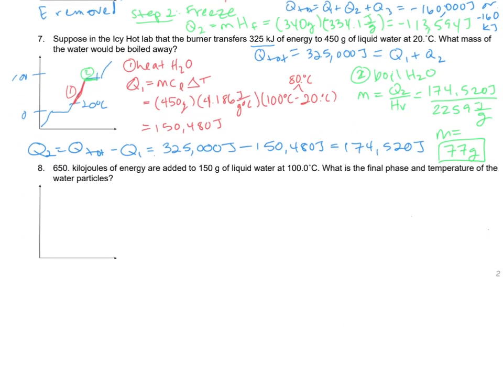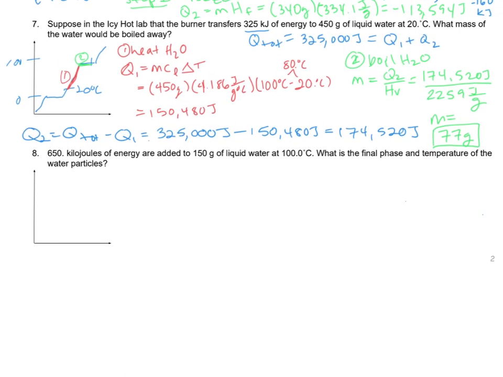All right, one last practice problem. So on this one, 650 kilojoules of energy are added to 150 grams of liquid water at 100 degrees Celsius. What's the final phase and temperature of the water particles?